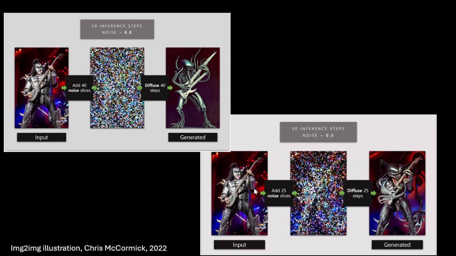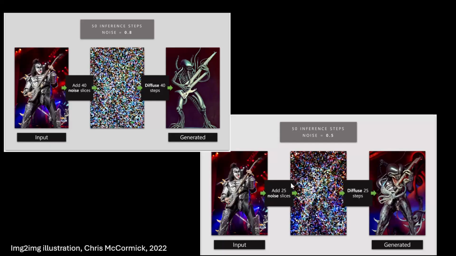Whereas if I only diffuse halfway, 25 steps, and then go back the other way, this thing is more faithful to the original image than if I go further down the diffusion chain. So I can control how much I alter the original image by how many diffusion steps I take before going back up the chain. And so that's kind of cool. What else do I have on this guy? Yeah. So that's the idea behind some of this image-to-image stuff.